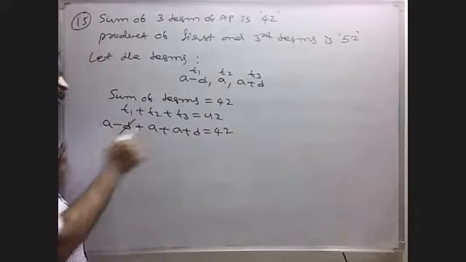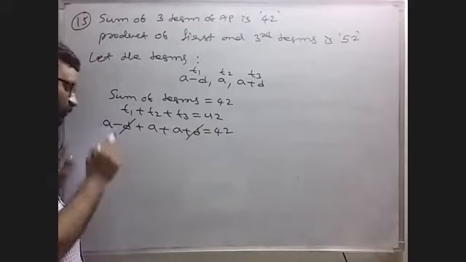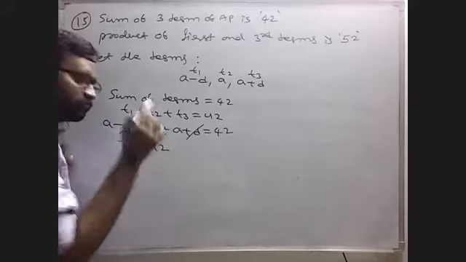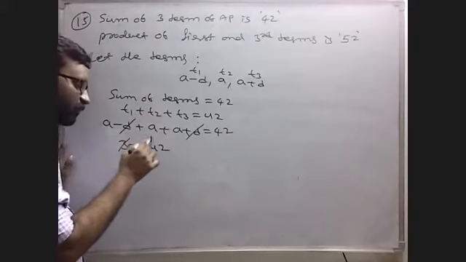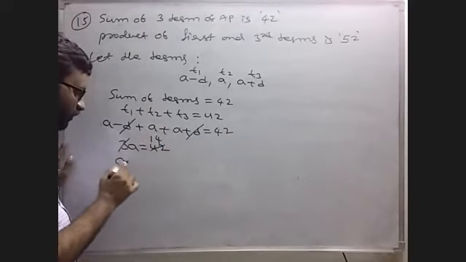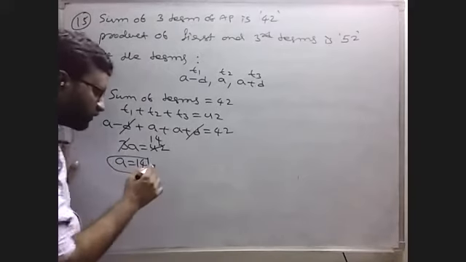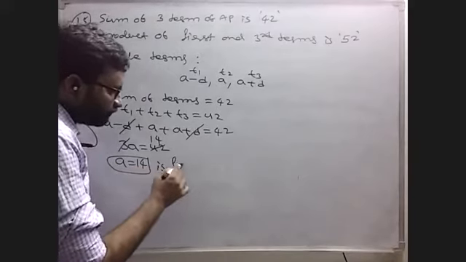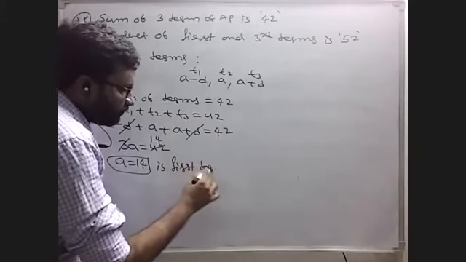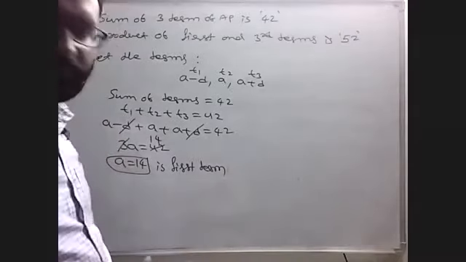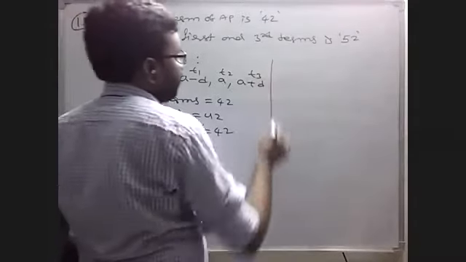Now here D will get cancelled. A plus A plus A, 3A is equal to 42. Three fours are 12, so A is equal to 14. And nothing but this is the first term. We are asked two questions, the first term and the common difference. First term finished. Now the common difference we have to find.